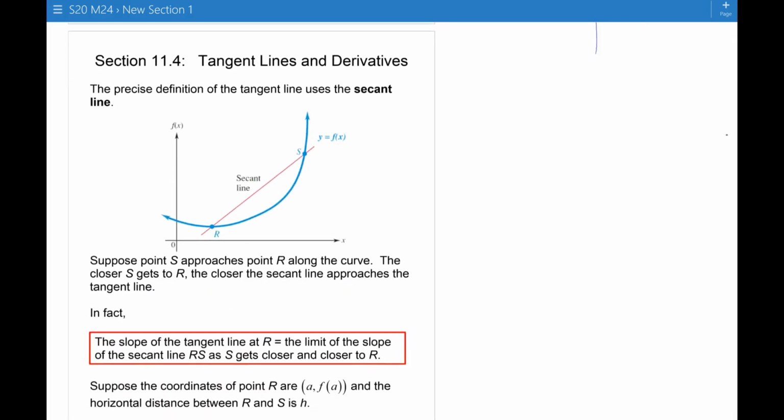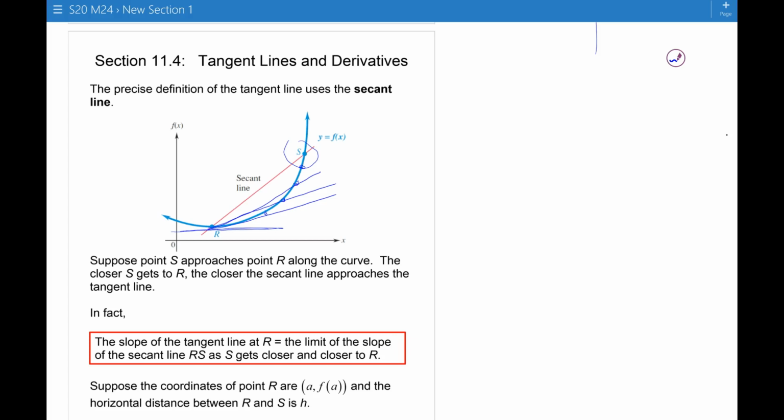So the precise definition of the tangent line uses the secant line that we've been talking about, where we have 2 points on the graph, and suppose this point S gets closer and closer and closer to point R. You can see that if I keep drawing lines through those 2 points, the lines I'm drawing look closer and closer to matching up to the slope of the actual graph of the function at the point R. So the closer the point S gets to point R, the closer the secant line approaches the tangent line.